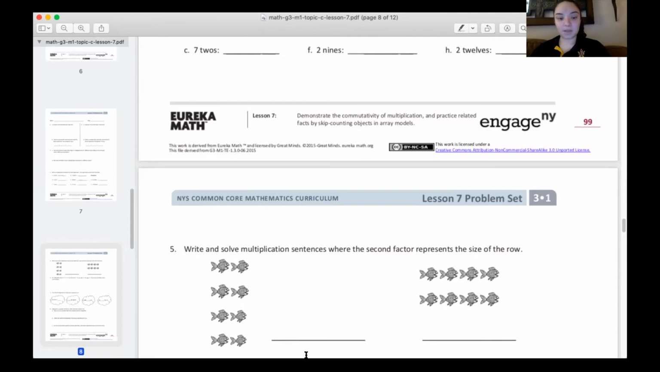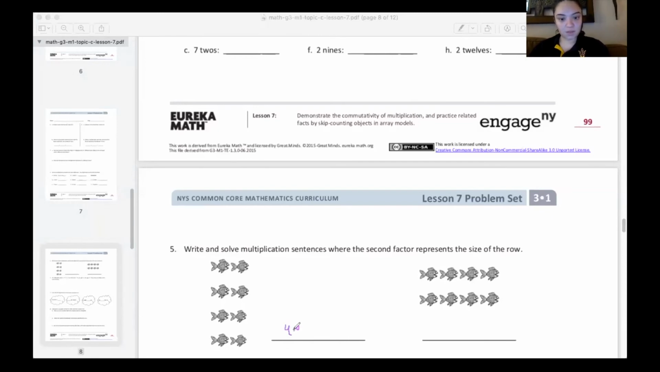So that means we're going to write a multiplication sentence, and the second number is going to have how many fishes are in each row. So here, I'll show you. So our first number is always the number of columns. So I see 1, 2, 3, 4 columns of fish.